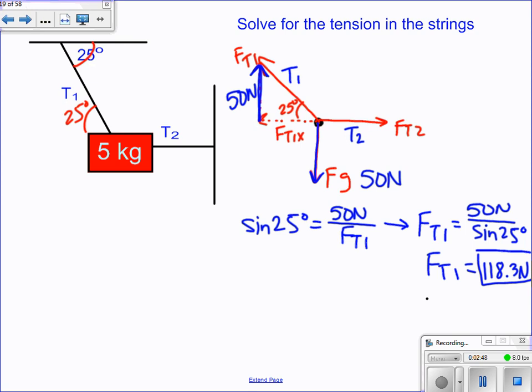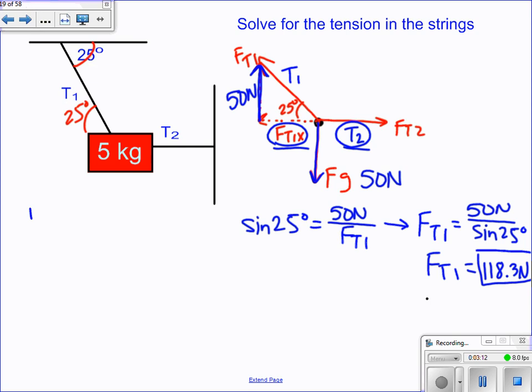Now, rope number 2, the tension in rope number 2 is the same thing as the tension 1 in the x direction. So I need to solve for what is force tension 1x. And once I know what that is, I can go ahead and solve for what force tension 2 is. Force tension 1x is the adjacent to 25 degrees. So at this point, you've got a couple options. I'm going to use tangent.